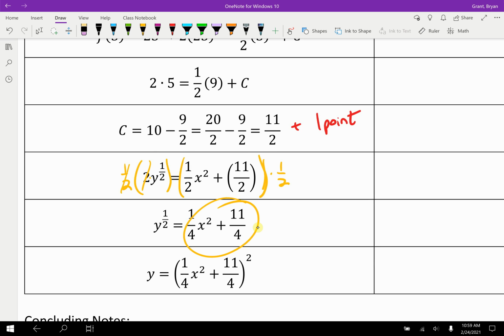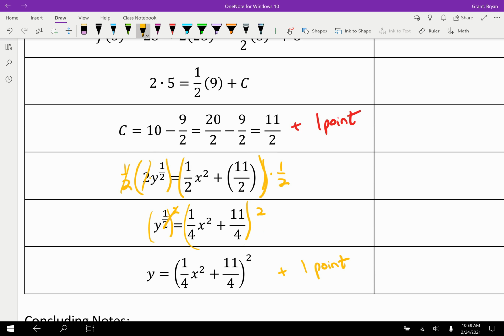That's how we get down here. And then to undo a 1/2 power, that's just a square root. So we can square each side, right? A square and a square root undo each other and give us our final answer. This is the last point.